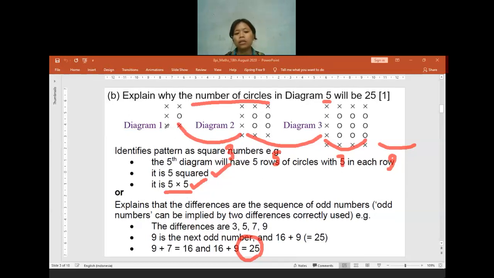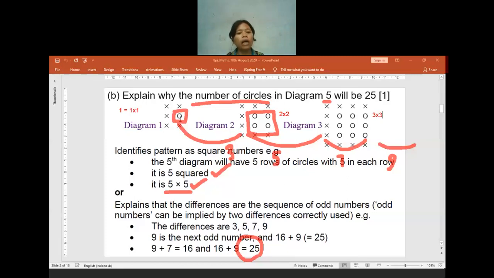See diagram 1. Diagram 1 has only one circle, right? One circle is 1 times 1. And then for the second diagram, it will be 4 circles. There are 2 rows, and in each row there are 2 circles. So I can say it is 2 times 2 for the second diagram. For the third diagram, there are 9 circles. When I see the picture, there are 3 rows, and in each row there are 3 circles. That's why it will be 3 times 3. So it means later in diagram 5, it will be 5 times 5.